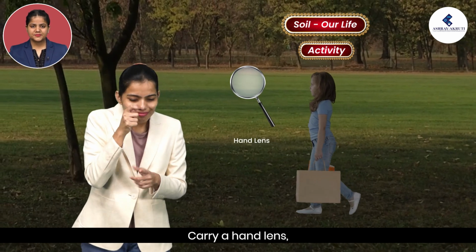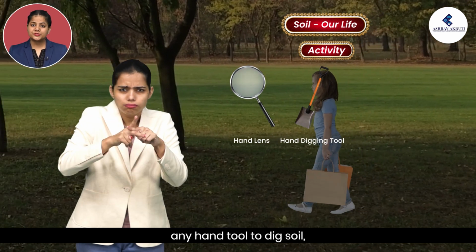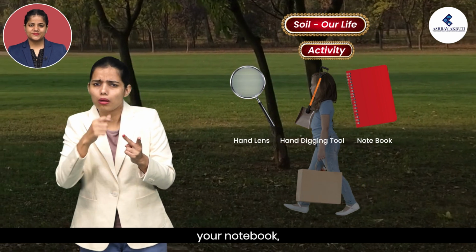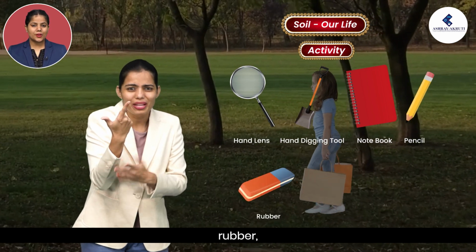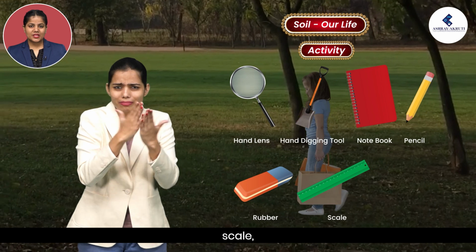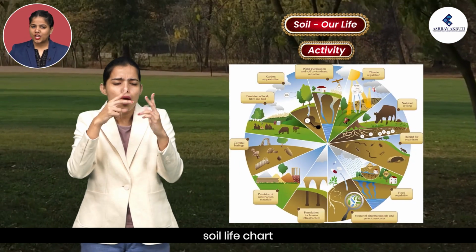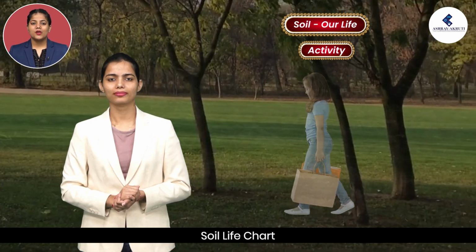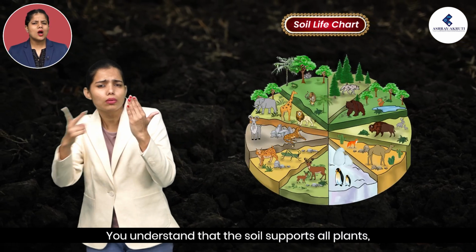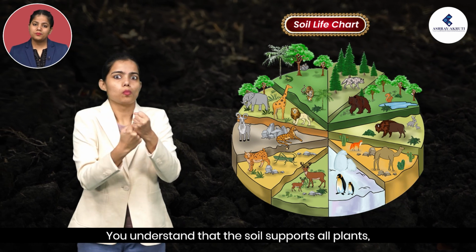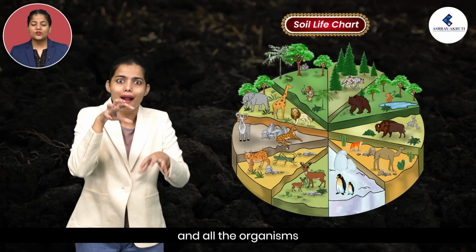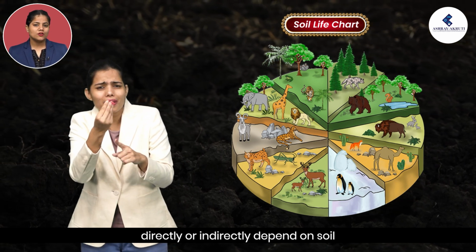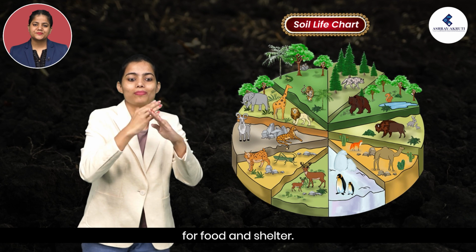Carry a hand lens, any hand tool to dig soil, your notebook, pencil, rubber, scale, newspaper, soil life chart, and one bag. Soil life chart. You understand that the soil supports all plants and animals, and all the organisms directly or indirectly depend on soil for food and shelter.